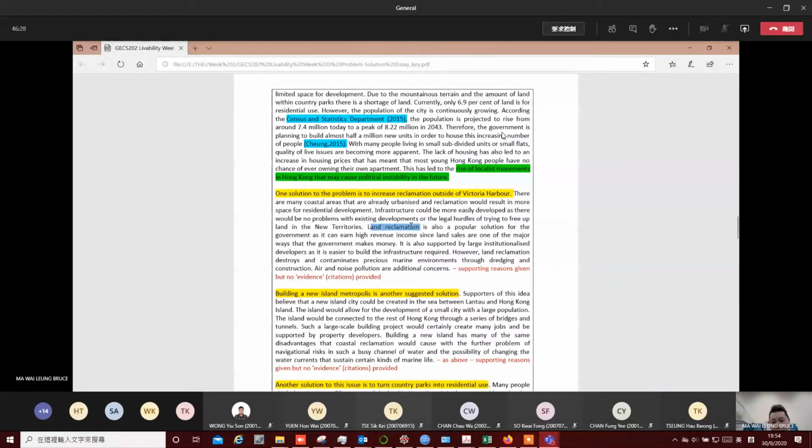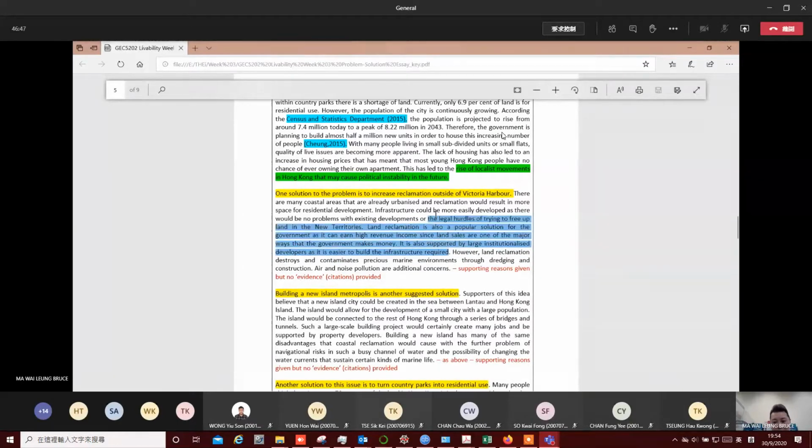Okay, land reclamation is also a popular solution for the government, as it can earn high revenue, since land sales are one of the major ways that the government makes money. It's also supported by large institutionalized developers, as it's easier to build the infrastructure required. So we see three reasons to support why reclamation is a good solution, right? I don't want to repeat the three reasons, but what are the cons, or what is the disadvantage?